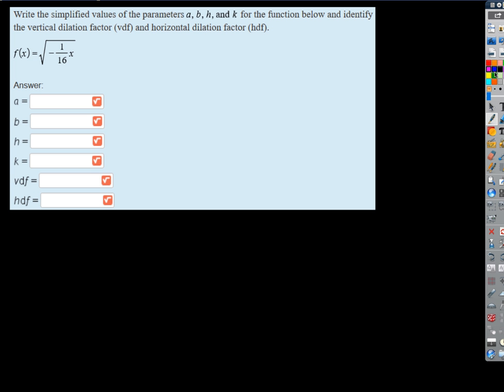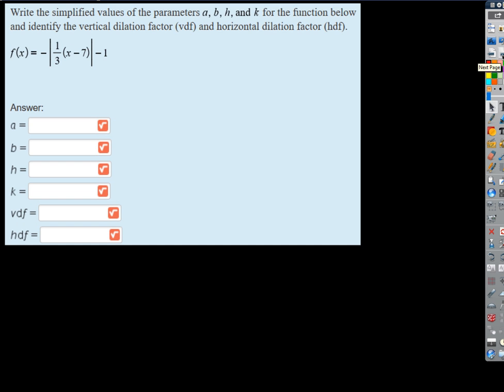Okay, how about this one? So this time, what are h and k? 0 and 0. What's a? 1. Everybody see that? A is 1. So then the vertical dilation factor is 1, right? What's b? Negative 1/16, and that's important because that tells us the b is negative 1/16. So the horizontal dilation factor is negative 16. So that means we're actually stretching, even though b looks like a fraction less than 1. Remember, we're doing the reciprocal, so we're actually multiplying by negative 16, okay?